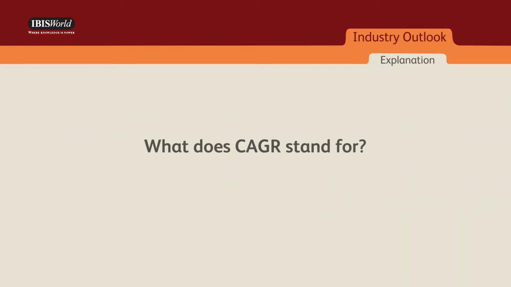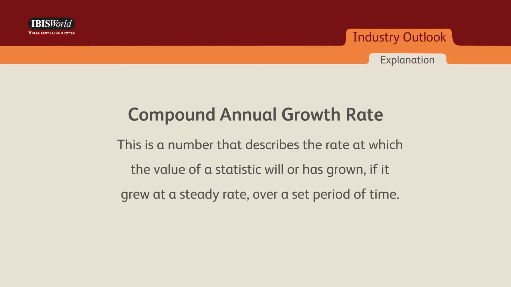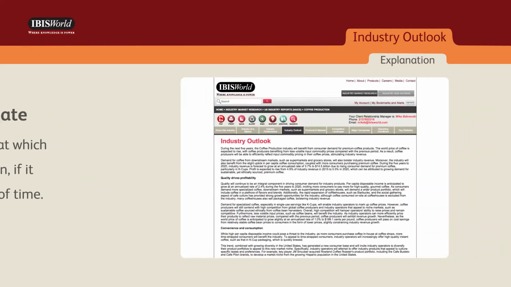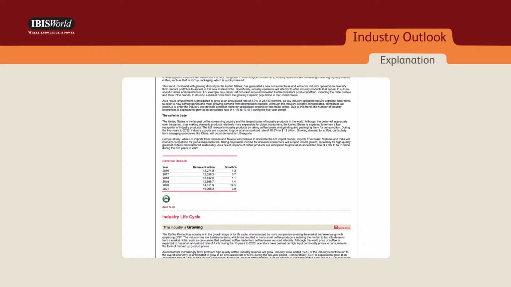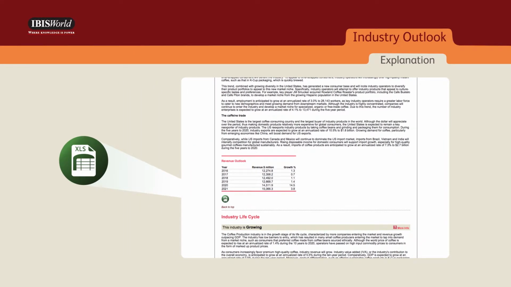What does CAGR stand for? It's an acronym for Compound Annual Growth Rate. This is a number that describes the rate at which the value of a statistic will or has grown if it grew at a steady rate over a set period of time. The forecast revenue data found in the Revenue Outlook table can also be exported to Excel.